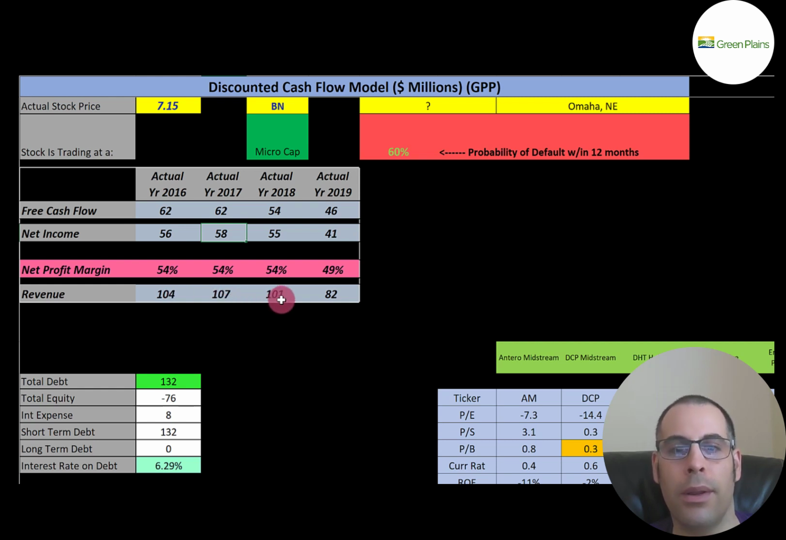Consistent is the most important thing, because if it's not consistent, then you have no idea what to expect. And their margins are really good, 49 to 54%.